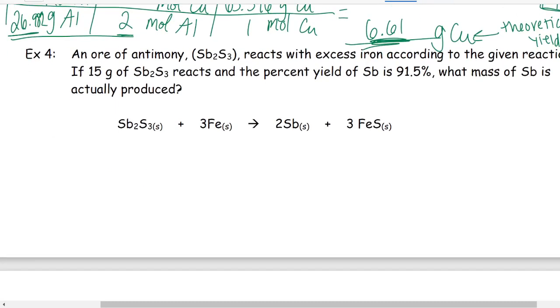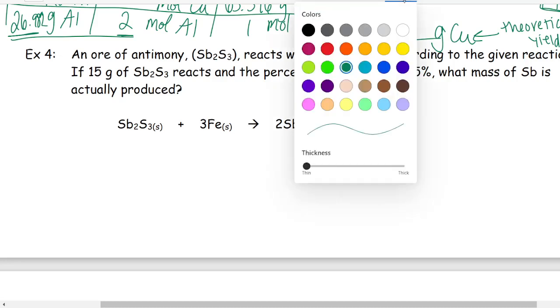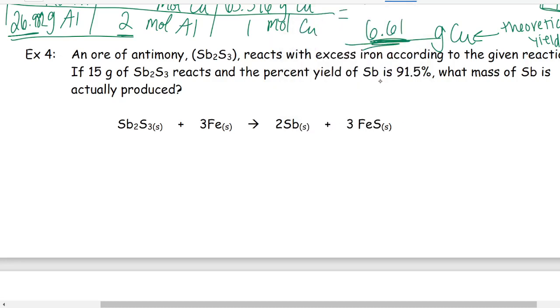I'll give you guys time to practice this one by yourself. I can help you get set up. So, example 4 says, an ore of antimony, which is Sb2S3, reacts with an excess of iron according to the given reaction. If 15 grams of Sb2S3 reacts and the percent yield of this, of Sb is 91.5%, what is the mass of Sb? What mass of Sb is actually produced? So, this one is kind of working backwards a little bit because you are given the percent yield.